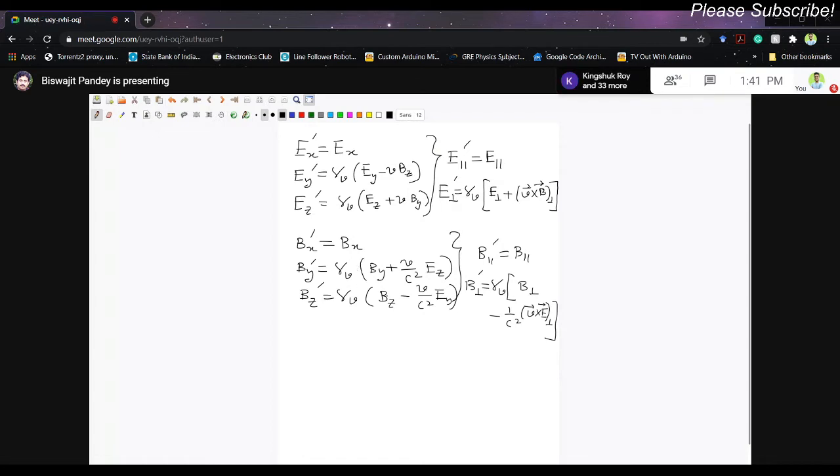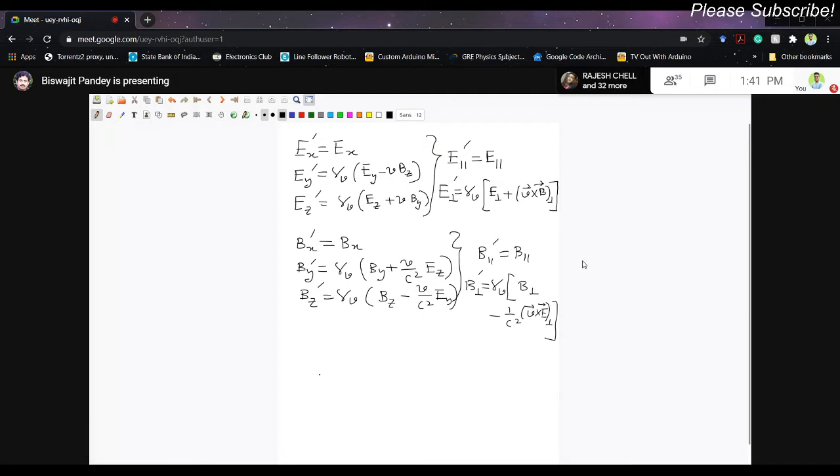But what about the most general expression, for any arbitrary direction? For that, you have to apply the most general Lorentz transformation, which I derived in some previous class. If you look at the transformation matrix, it is a bit lengthy. All the elements are non-zero, so you have lots of terms there.